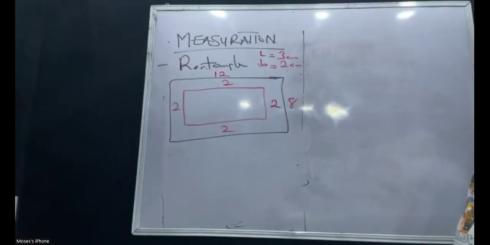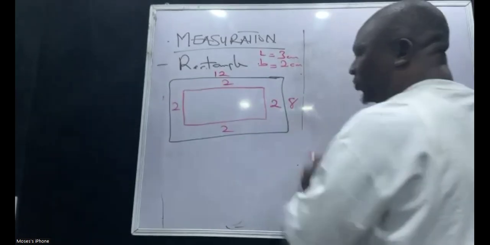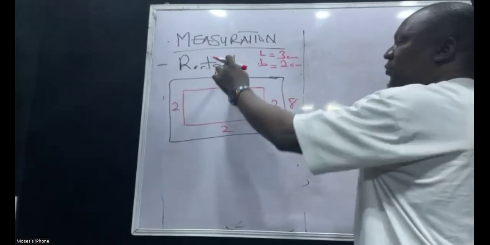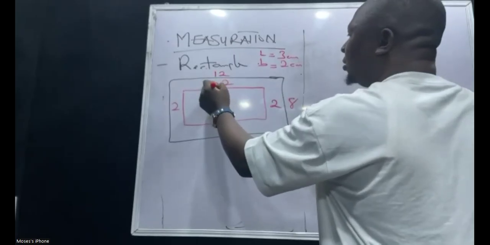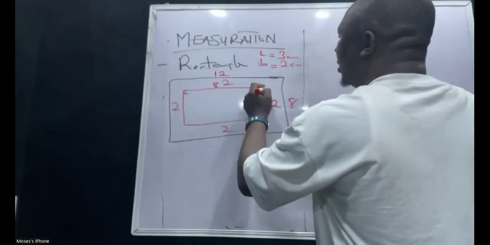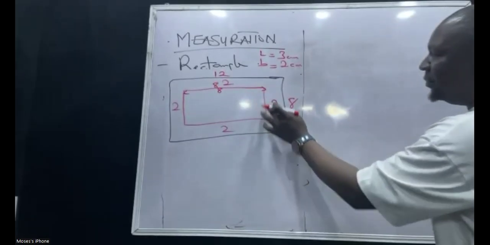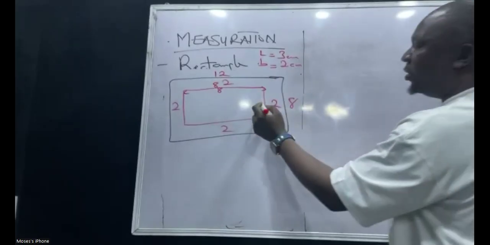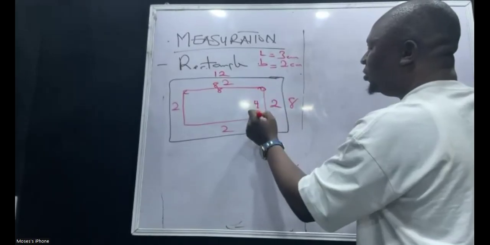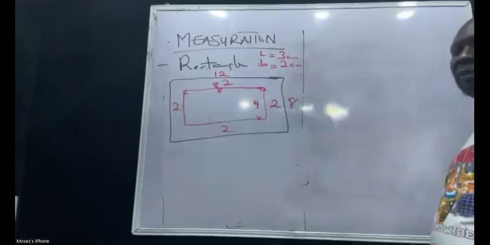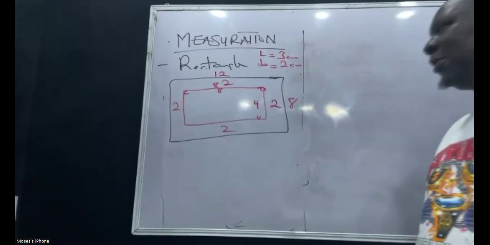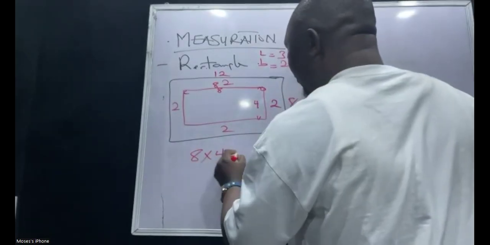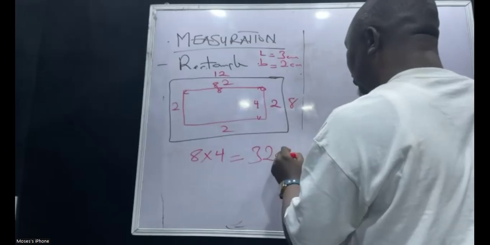Now you're told to calculate the area of this picture. For you to get it, you must first get the length of the picture. The length of the picture is these 2 plus these 2 minus 12, which is 8. From here to here is 8. Now to get the breadth of this picture, you also minus 2 plus 2 from 8, which is 4. From here to here is 4. Since you have your length and your breadth, the area of the picture is 8 times 4, which is 32 centimeters.